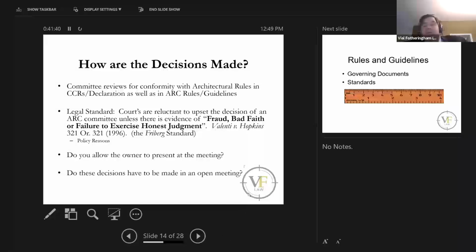All right, what's the legal standard? The legal standard is generally fraud, bad faith, or failure to exercise honest judgment. That comes from a case out of Bend called Valenti v. Hopkins. But fraud, bad faith, or failure to exercise honest judgment can come when you're making arbitrary decisions. This goes back to when you're making decisions, tie it to the standards, tie it to the factors that are contained in your governing documents.